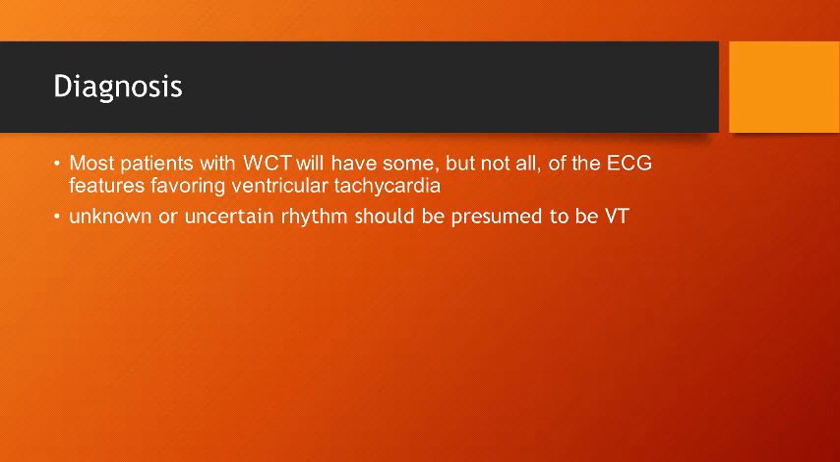VT is far more common than supraventricular tachycardia, by a factor of 4 in an unselected population and by as much as 10-fold in patients with prior myocardial infarction. Additionally, presuming a VT guards against inappropriate and potentially dangerous therapies directed at SVT, which can precipitate hemodynamic deterioration in patients with VT. And the treatment of SVT as if it were VT is safe and frequently effective in restoring sinus rhythm.